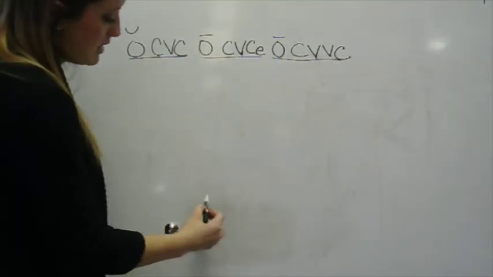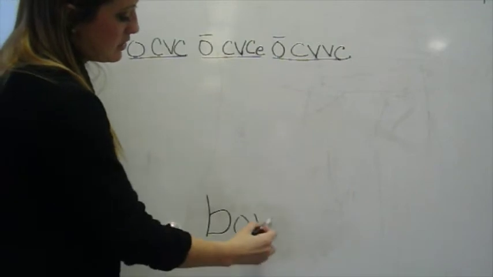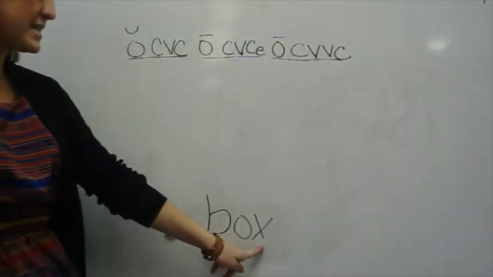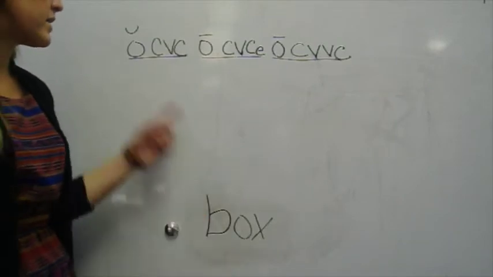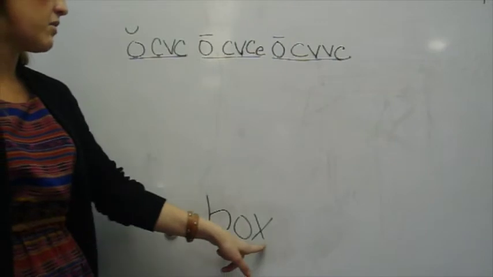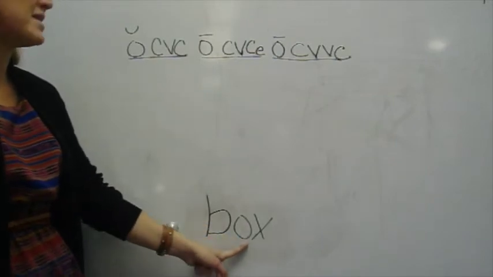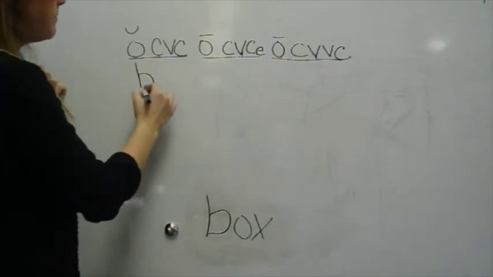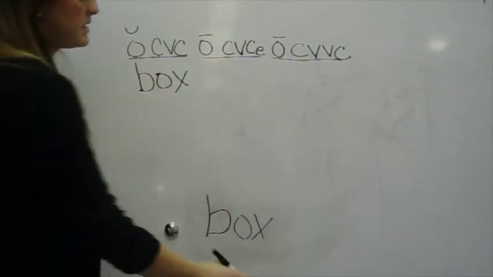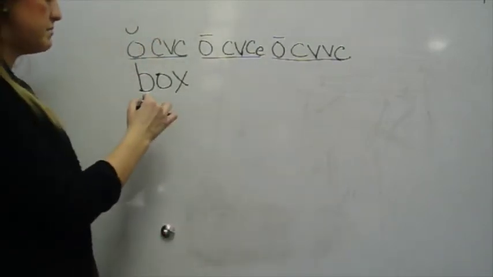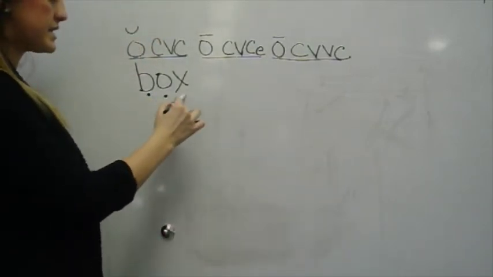Let's get started. Our first word is the word box. Let's say the sounds for box. B-o-x. Box is going to go under column 1 because we have the consonant, vowel, consonant with a short o sound. Say and write box under column 1. B-o-x. And we can dot and dash those sounds. B-o-x.